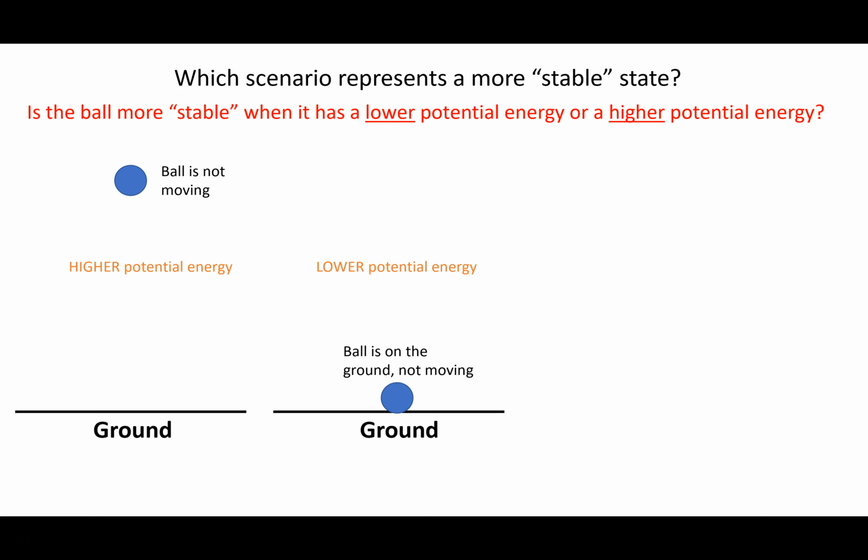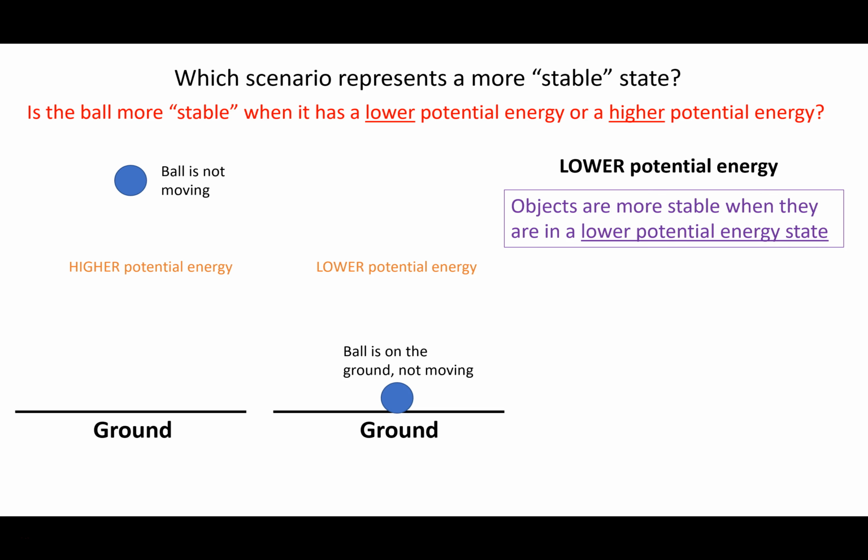So you have two options. Either the ball is up top, not moving, with a high potential energy, or the ball is on the ground, not moving, with a low potential energy. Hopefully in this case you can realize that the more preferred state, the more favorable state, the more stable state is going to be at the ground with low potential energy. So objects tend to be more stable when they are in a low potential energy state.